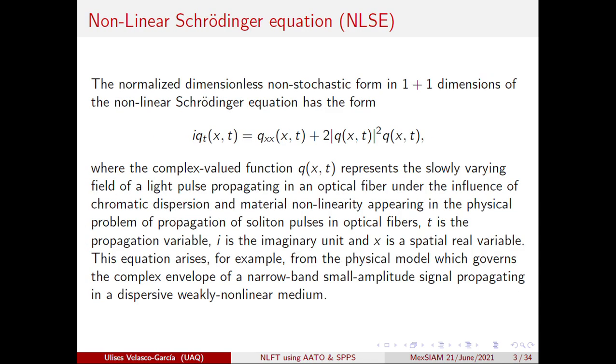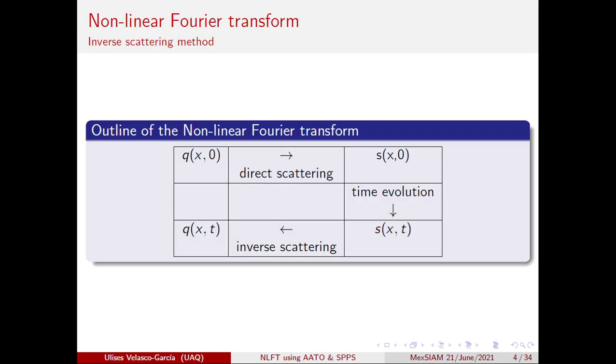So the normalized dimensionless nonlinear Schrödinger equation is really similar to a heat equation, where we have this non-homogeneous nonlinear term. I is of course the imaginary unit, and Q is in general a complex-valued function, where X corresponds to a real variable, and T represents the time, and is also a real variable.